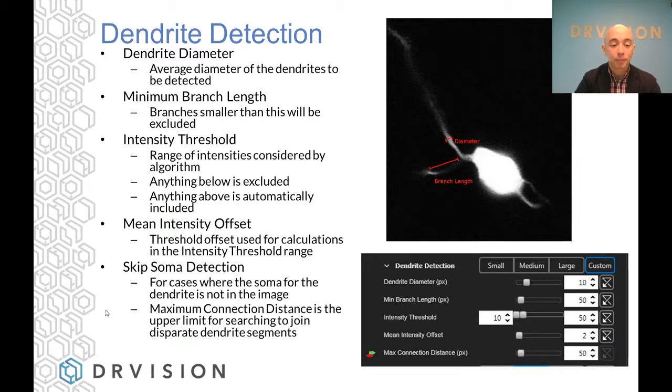We have another switch here that allows us to skip soma detection. Sometimes you'll have an image with a ton of dendrites, but none of the somas that the dendrites belong to are in that image. In that case, we have a parameter for the maximum connection distance, which is the upper limit for how far the software will search to join disparate dendrite segments.